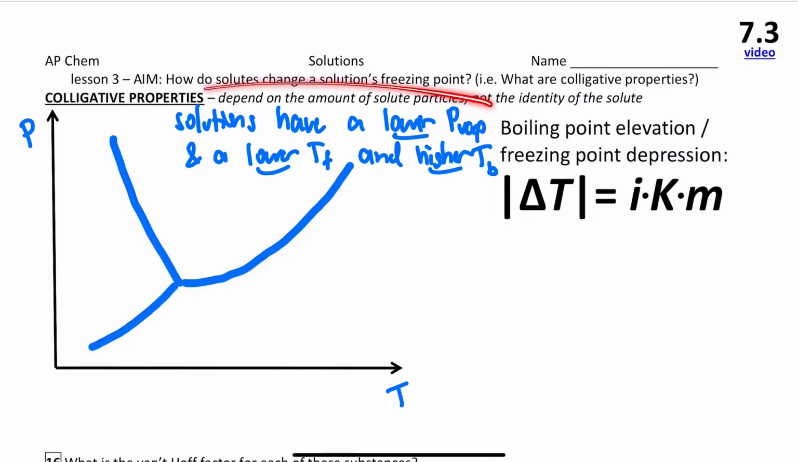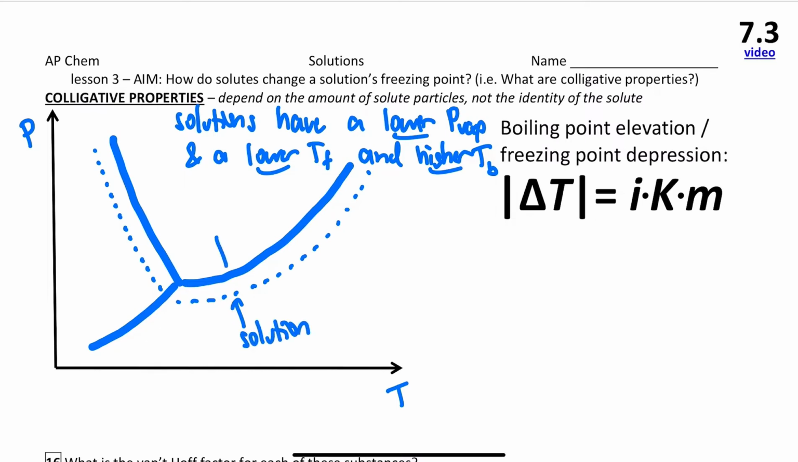Now, if solutions have a lower vapor pressure, how does that change the phase diagram? Well, you get what looks like this in the phase diagram. I'm going to show a dotted line to symbolize the solution as opposed to the pure solvent. I'll actually label that. Here's our solution, the mixture, whereas this is our pure solvent. And this shows us qualitatively how our changes in temperature for boiling and freezing will change.